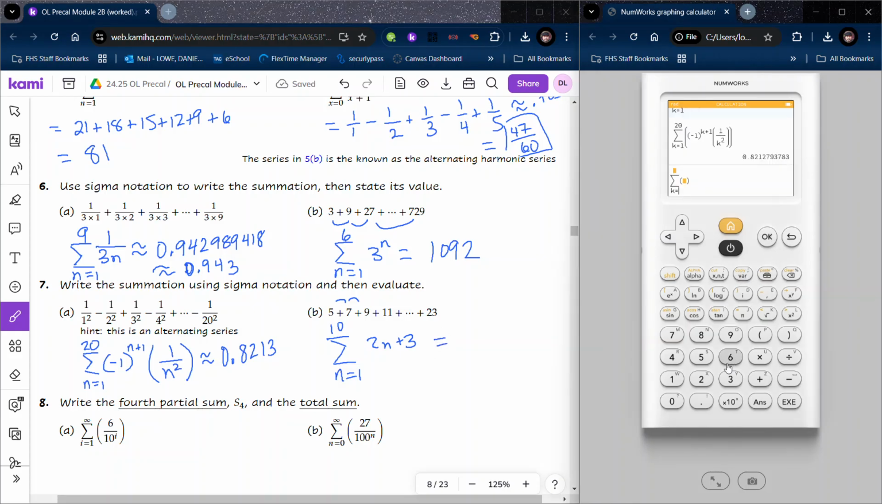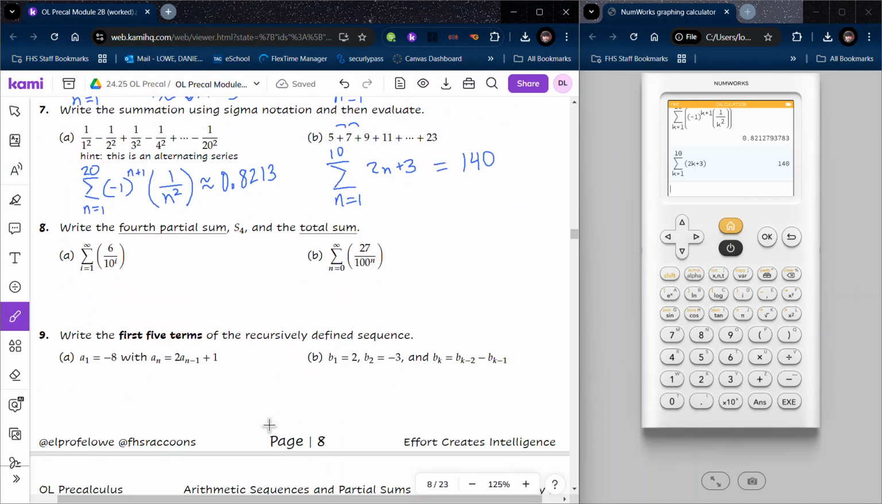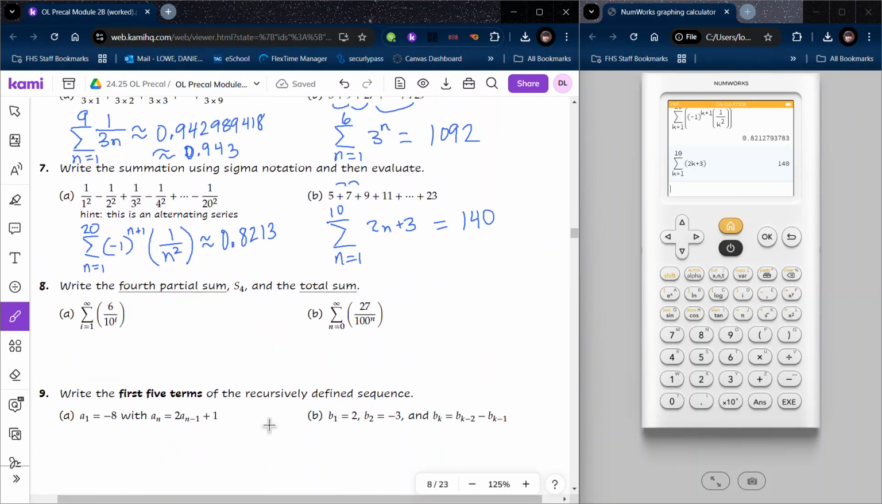Use my calculator. Start the counter at 1, take the counter to 10, and it is of 2 times the counter plus 3, and that gives me 140. Okay, so almost there through this particular work. Right, we want the fourth partial sum, S sub 4, and the total sum, given what we have for our summation. Okay, so let's look at how this will work.